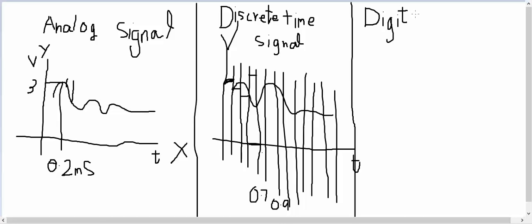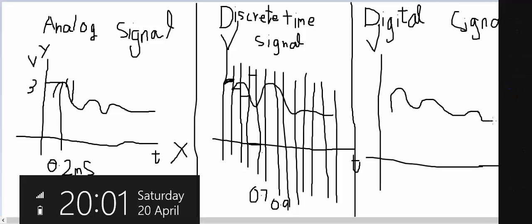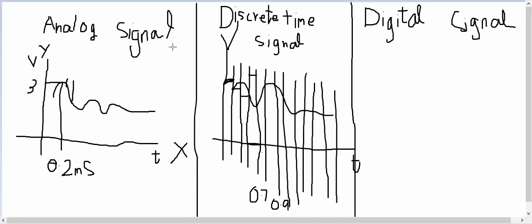So a discrete time signal, we can say, is an intermediate stage between analog signal and digital signal. Now let's open the cover and see what digital signal has for us. So again, I'm making the y-axis, the time axis, t, v, voltage. So if you consider this waveform once again, let's not waste our time and let's use this only as our signal, because I have to show you what we have to do with this.